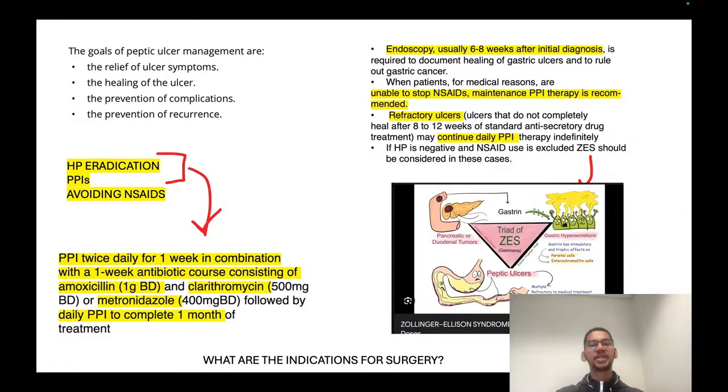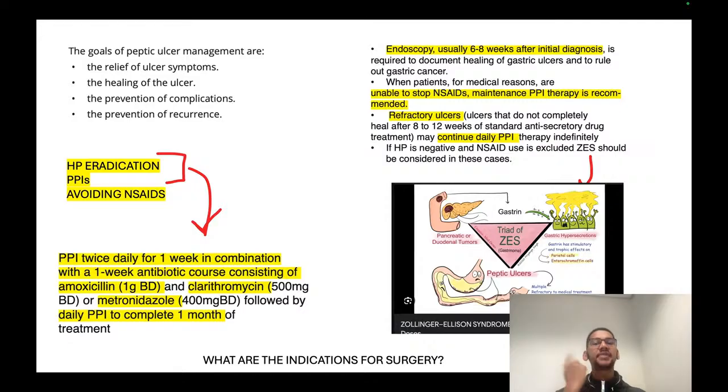Now, endoscopy is usually 6 to 8 weeks after the initial diagnosis. We would do another endoscopy to document the healing of the gastric ulcer and to rule out gastric cancer. Now, when patients for medical reasons are unable to stop NSAIDs, maintenance PPI therapy is recommended.